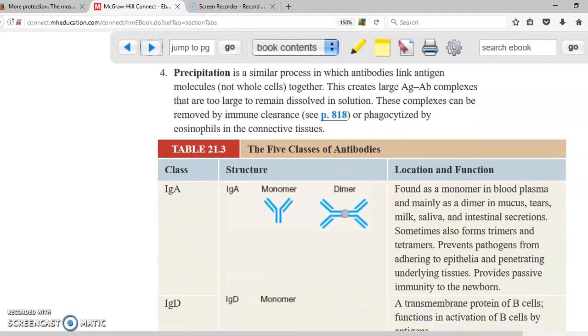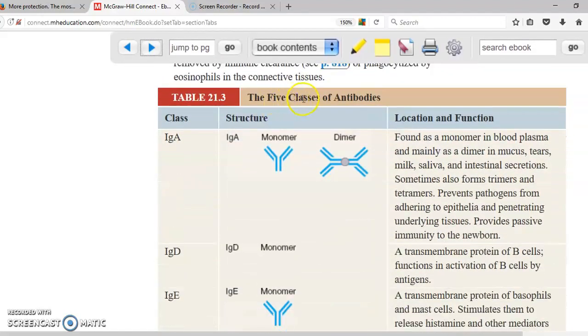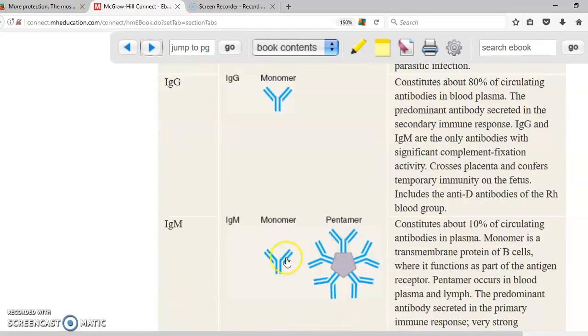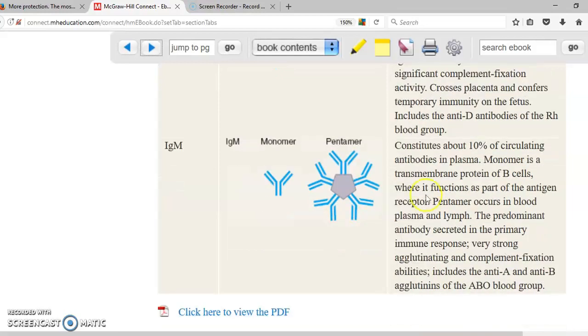So if we scroll down, we have in here 5 types of antibodies: IgA, IgD, IgE, and we have IgG, IgM. So in the case, IgM plays an important role in precipitation and agglutination because it has multiple areas where it can attach to multiple different types of antigens. IgM represents 10% of the antibodies present in plasma.